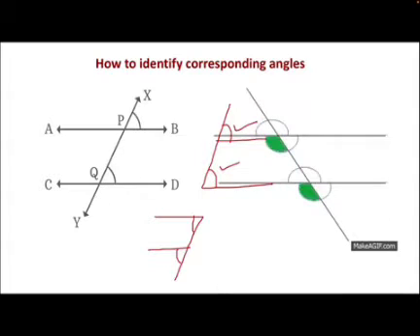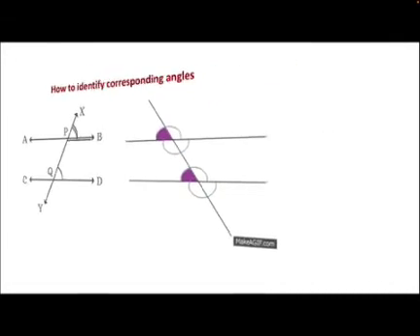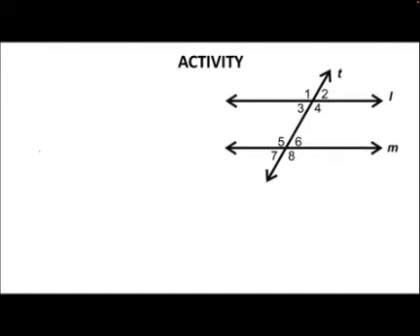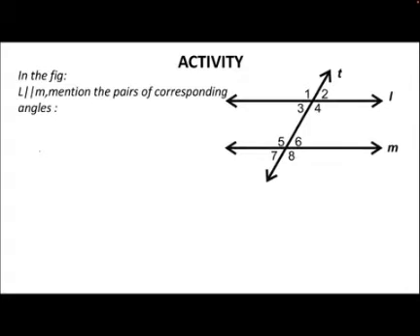Now, you have one more figure here. All the corresponding angles are represented in various colors for you to look at them keenly and observe and understand how to identify corresponding angles. Next. Activity. Now you have two lines here. Line L is parallel to line M. Mention the pairs of corresponding angles is the question.